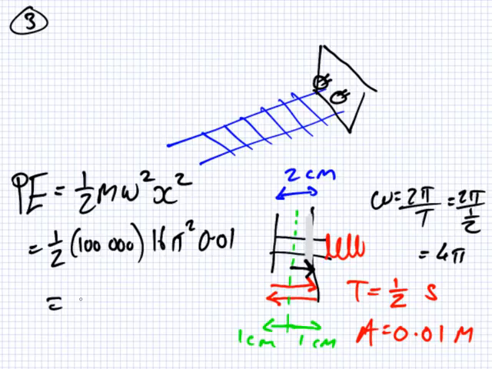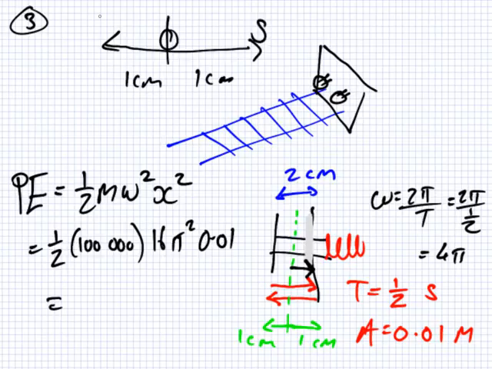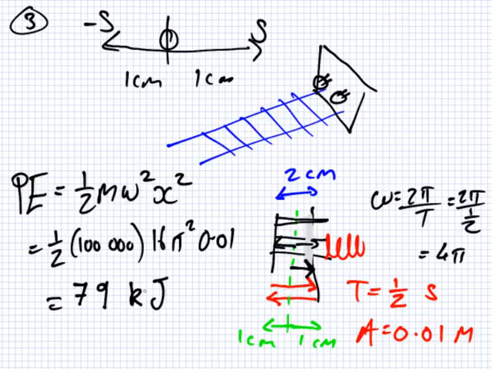Why is A 0.01? Because that 2 is the distance from the full left to the full right. So it's only 1 from the center. That 2 is all the way in and out, but we should measure from the center, just the center of the motion. So you get basically 79 kilojoules, 79,000.